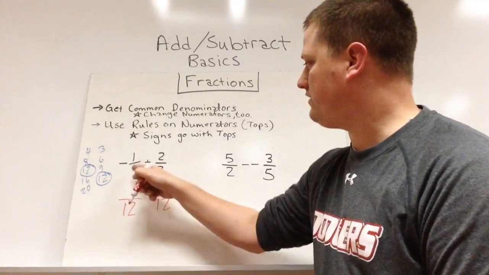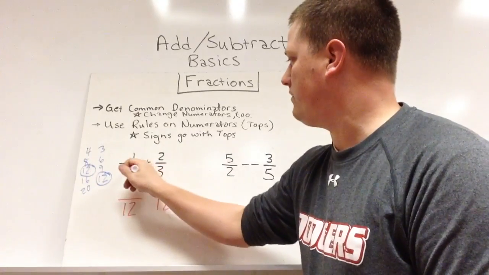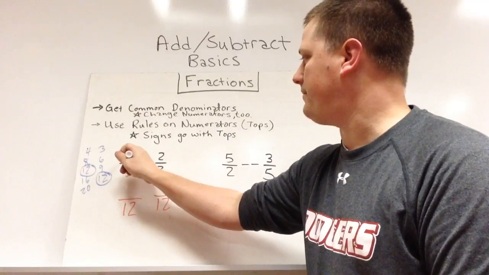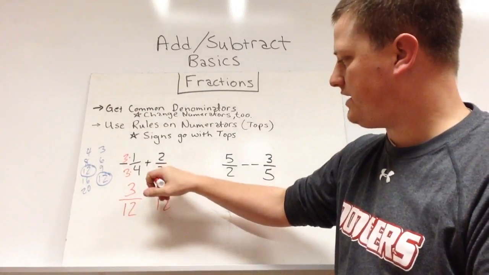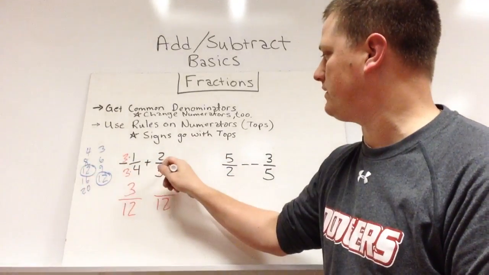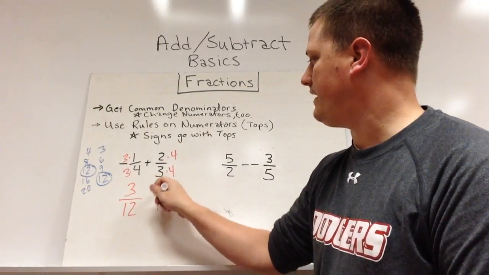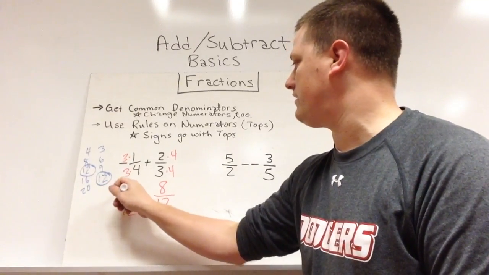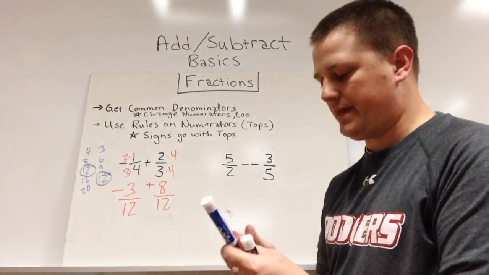So then the question is, how do you turn a 4 into a 12? Well, 1, 2, 3, we multiply by 3. Anything you do to the bottom, you must do to the top. Times by 3, so I get 3 on the top. How do I change a 3 into a 12? 1, 2, 3, 4. I times by 4. Got to do that to the top. 4 times 2 is 8. These symbols all go with the top numbers. So this negative is going to go up with the 3. This plus is going to go up with the 8.